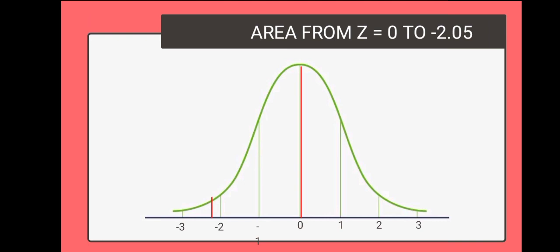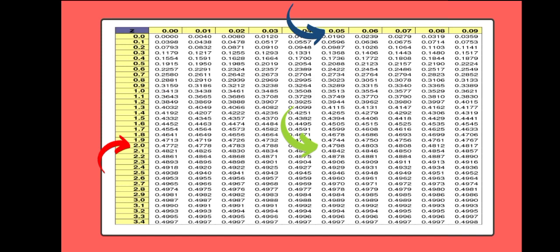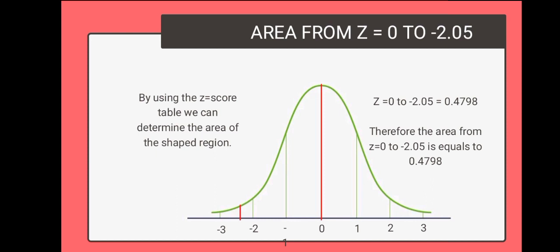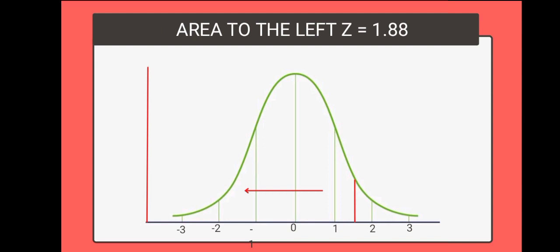The first example says area from z equals 0 to negative 2.05. In order to know the answer, we must use the z-table. Search 2.0 on the first column and then search for 0.05 on the first row. The value where the two intersect is the answer. Therefore, the area from z equals 0 to negative 2.05 is equal to 0.4798.